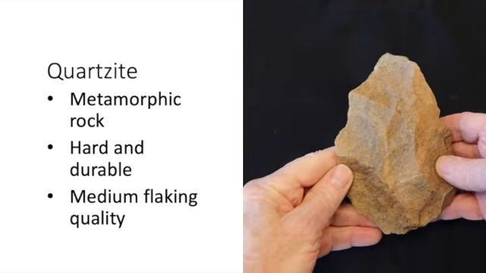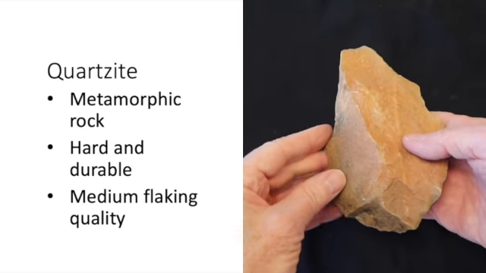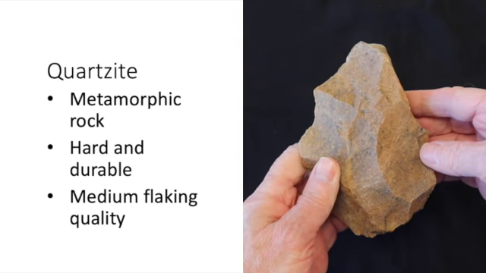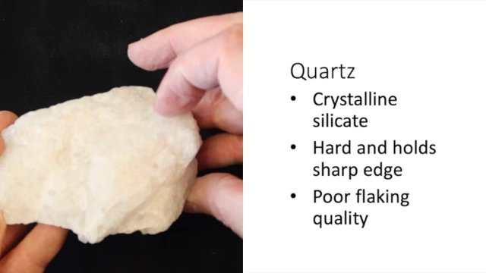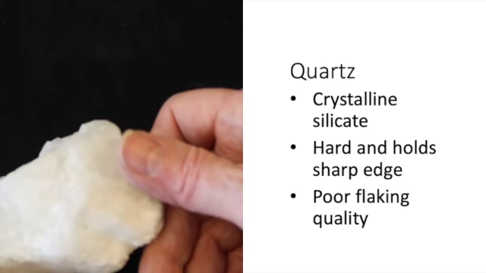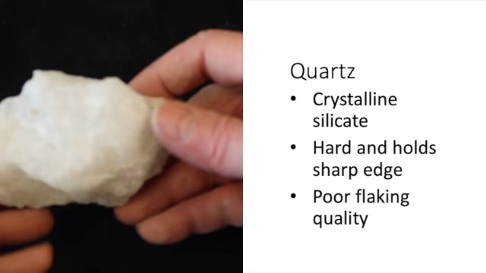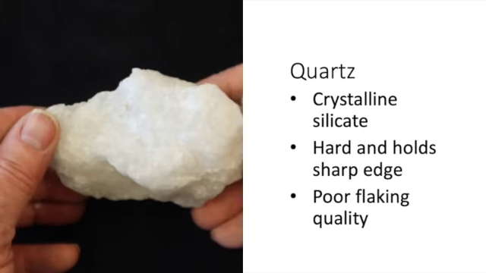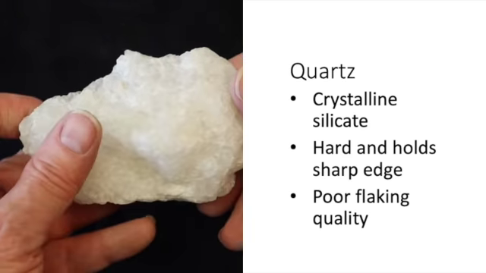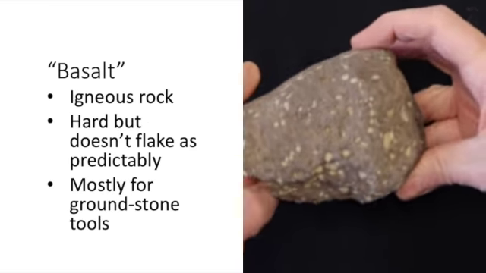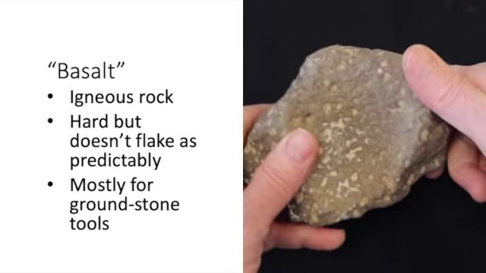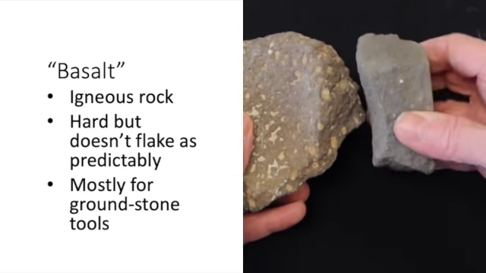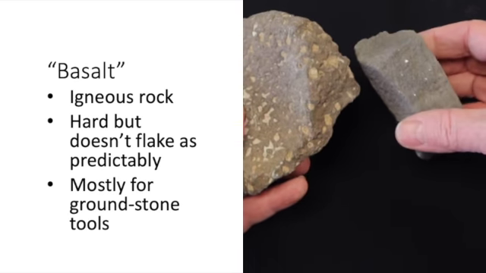Quartzite is a metamorphic rock whose flaking qualities are not as good as those of flint or chert. But quartzite can be good for making fairly heavy tools, like choppers and axes. Crystalline quartz is hard and can have a sharp edge, but tends to have very poor flaking quality. Consequently, it tends to be used mainly in regions that lack better raw materials for lithic production. Archaeologists tend to use the term basalt for various igneous rocks of the gabbro family. Although, like quartzite, they can be flaked, they tend to be used more for groundstone tools.